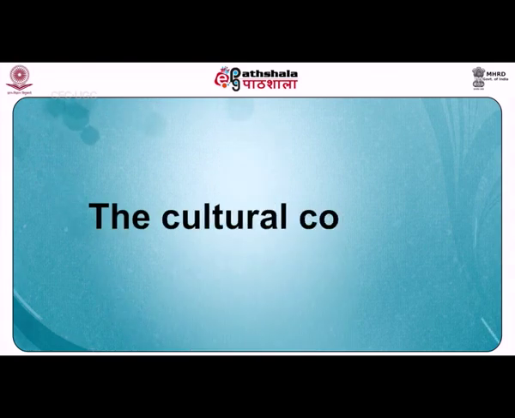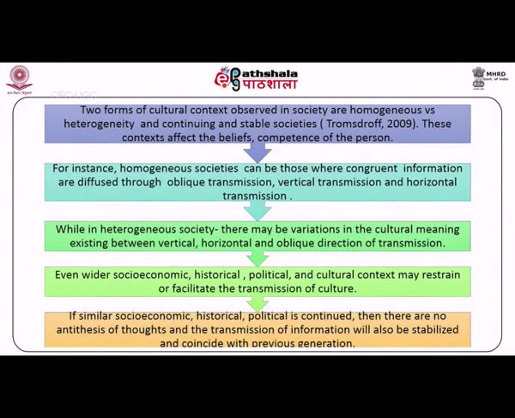The cultural context. Two forms of cultural context observed in society are homogeneity versus heterogeneity, and continuing and stable societies. These contexts affect the beliefs and competence of the person. For instance, homogeneous societies can be those where congruent information is diffused through oblique, vertical and horizontal transmission, while in a heterogeneous society, there may be variations in the cultural meaning existing between vertical, horizontal and oblique directions of transmission.